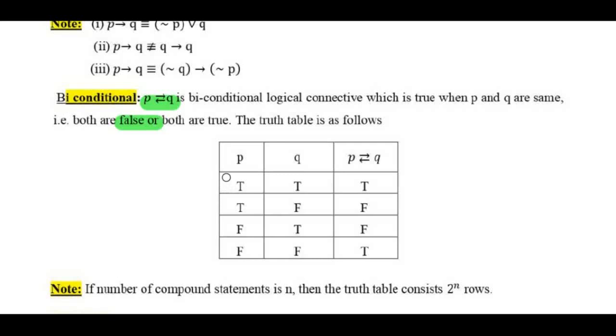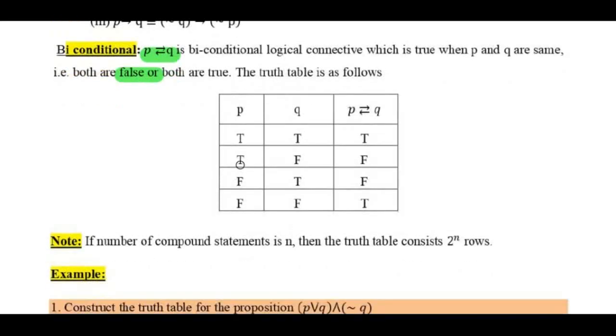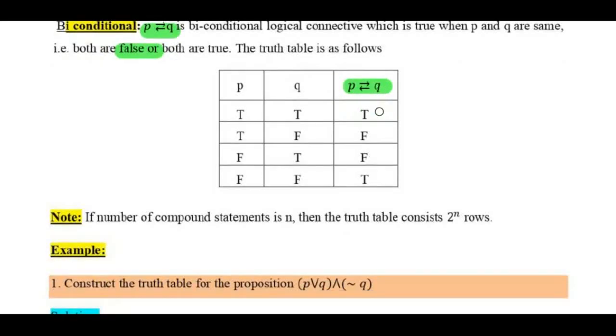Now we see the truth table is as follows. Here also a minimum of two statements, one is the P statement, another one is the Q statement. This is read as P if and only if Q. If both statements are true, you get true, or else if both statements are false, you get true. Suppose one statement is true and another statement is false, you get false. So that is called the biconditional connective.